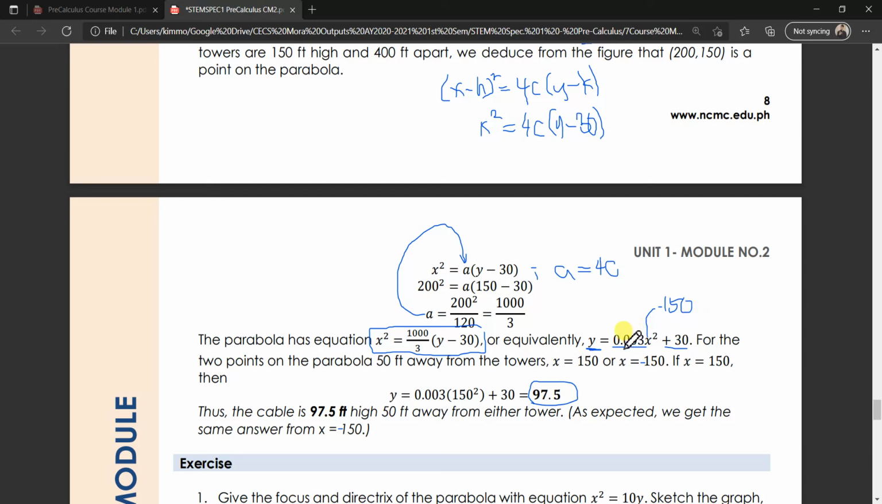Then you multiply it by 0.003, that is 67.5. Then you plus 30. So, you get the same answer. Okay? So, the cable is 97.5 high, 50 feet away from either of the tower. So that will be the final answer.